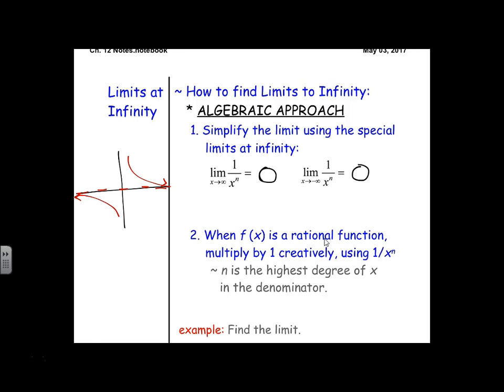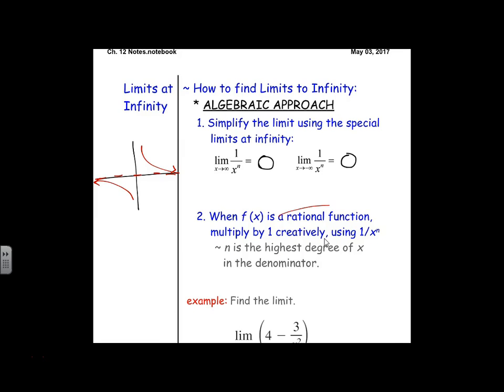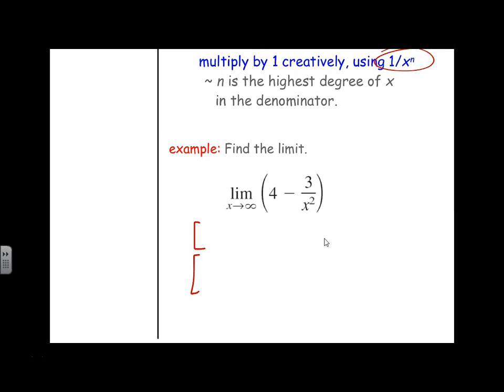If we define that to be true, you guys wrote down yesterday, whenever you have a rational function, which means ratio, which means fraction, you can multiply the top and bottom creatively using 1 over x to the n, where n is the highest degree of x in the denominator, meaning, ready? Example. If I was to take the limit of this expression, technically according to limit properties, we take the limit of the constant minus the limit of 3 over x squared.